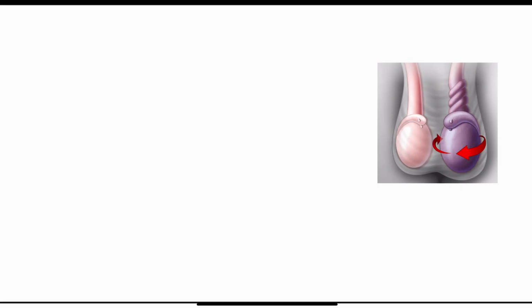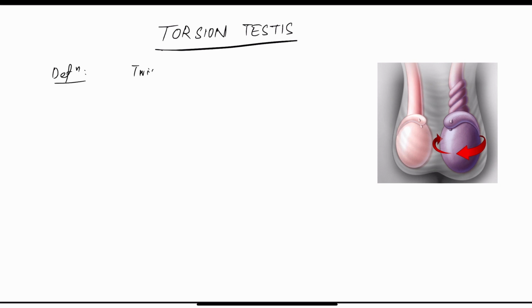Hello friends, today we are going to discuss torsion testis. Coming to the definition, torsion testis is nothing but twisting of the spermatic cord and its contents.